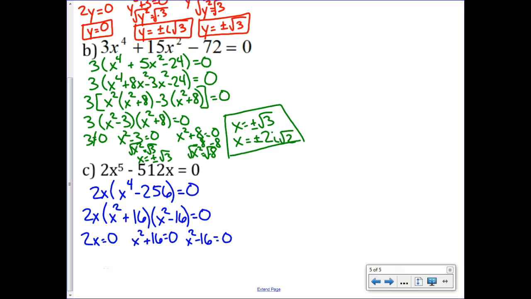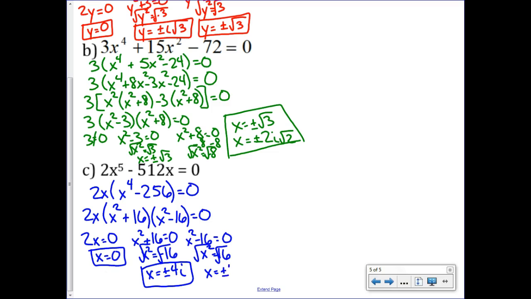So then 2x equals 0, x equals 0. X squared plus 16, so that's x squared equals negative 16, square root on both sides. So x equals plus or minus 4i. So 2 answers there. And then if I get x squared equals 16, square root of both sides, x equals plus or minus 4. So 2 more answers there. So in total we had 5 answers here.